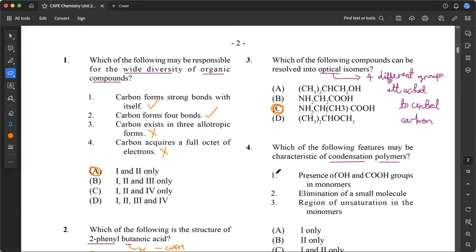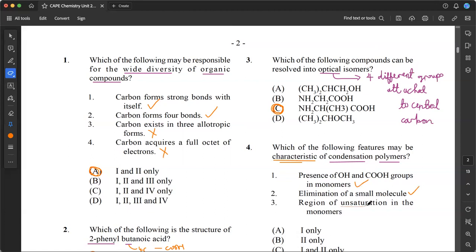Question 4 says, which of the following features may be characteristic of condensation polymers? We know that when we have condensation polymers, we have 2 groups that condense together to form that polymer, and they give off a small side molecule. Which of the following features may be characteristic of a condensation polymer? Presence of OH and COOH groups in monomers. Yes, this could work because those can condense together to give us an ester. Do we have the elimination of a small molecule? Always. We'll always have that in condensation polymers.